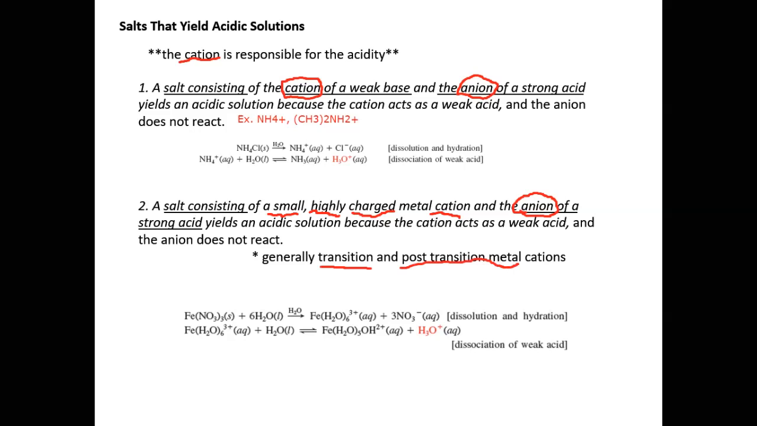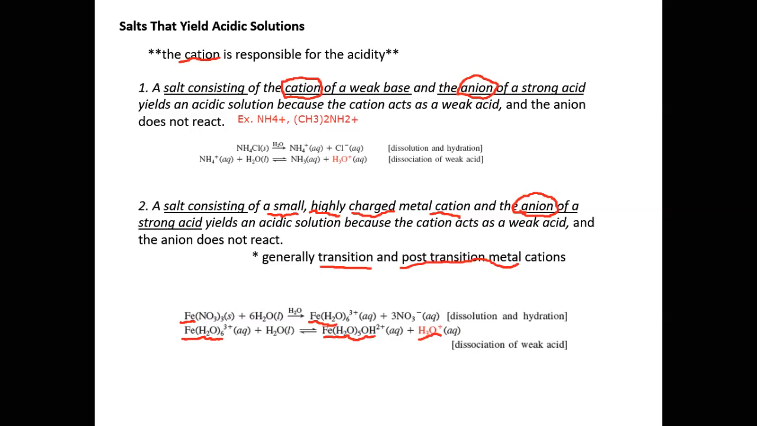And what happens is when you have a small, highly charged cation, like iron, you put it in water, you form this hexa-aqua iron complex. And then it donates a proton and you get this resulting complex ion and you form hydronium ion. So it dissociates like a weak acid.